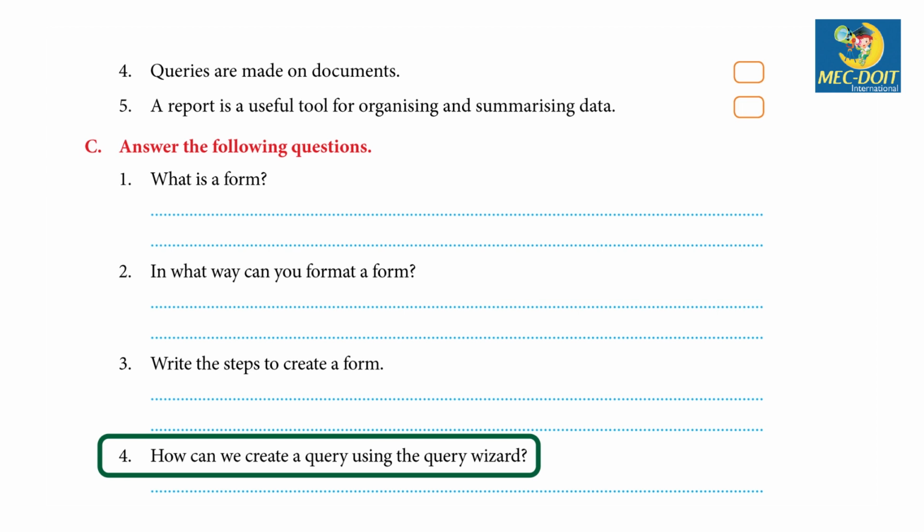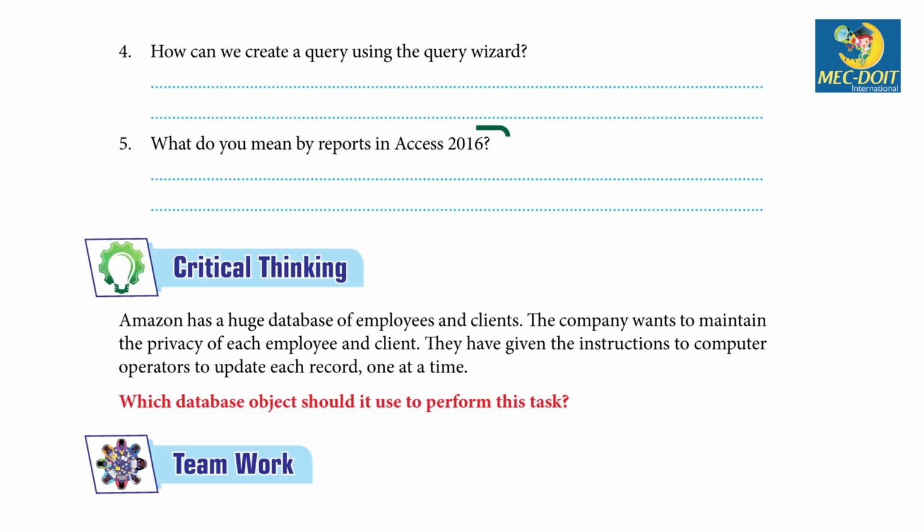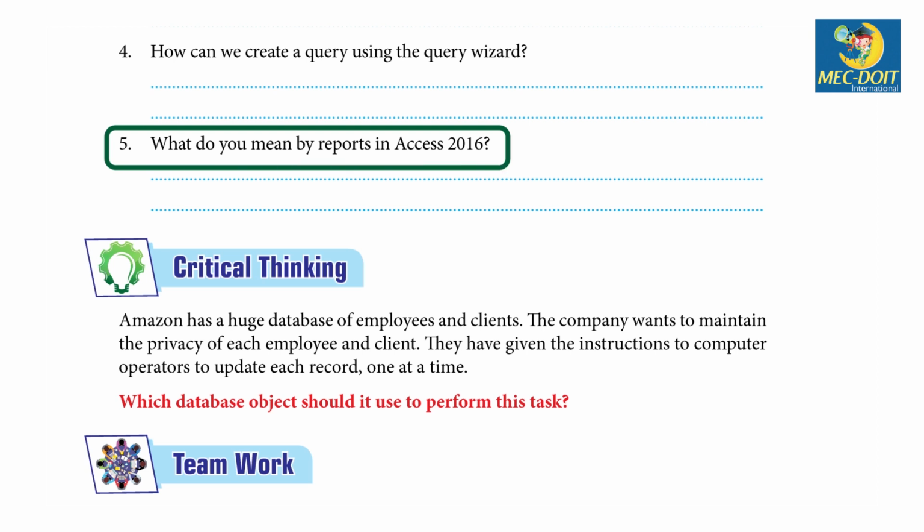3. As illustrated below, the wizard will now ask us to choose the query table and the field inside it that we want to include in the query. 4. We will be asked to enter the query title in this final step. 5. What do you mean by reports in Access 2016?